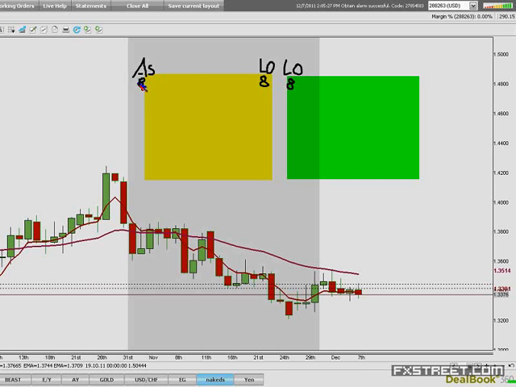So 8 a.m. Tokyo to 8 a.m. London, and then London Open, 8 a.m. London, through to around London lunch, somewhere in the vicinity of, say, 1 o'clock in the afternoon for London. So 1300 here, and I'm going to call it London lunch. I see these two blocks of time as two individual periods of money flow in the market.